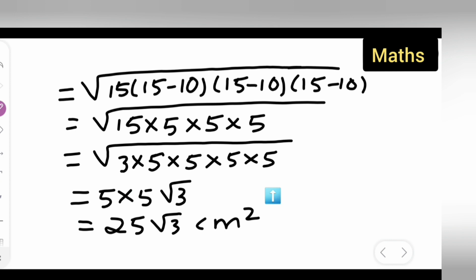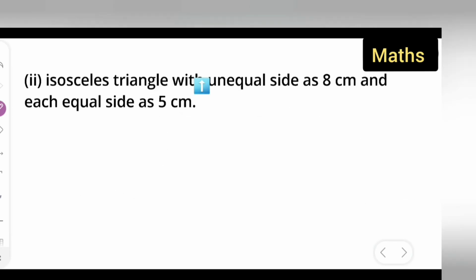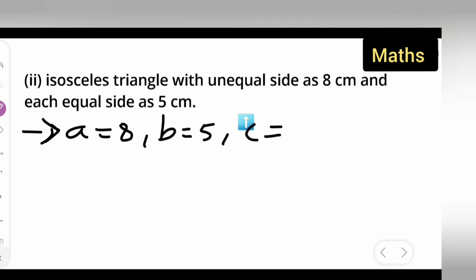Next example, let us see next example. So our next example is what? An isosceles triangle. Let us read this. An isosceles triangle with unequal side has 8 centimeter and each equal side has 5 centimeter. How we are going to do this? So here our value of A is what? Here the value of A is 8 and the value of B is 5. The value of C is also equal to 5.